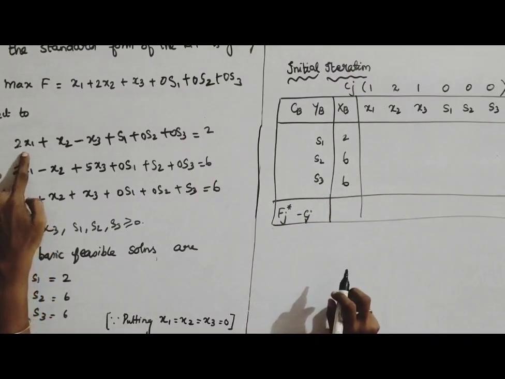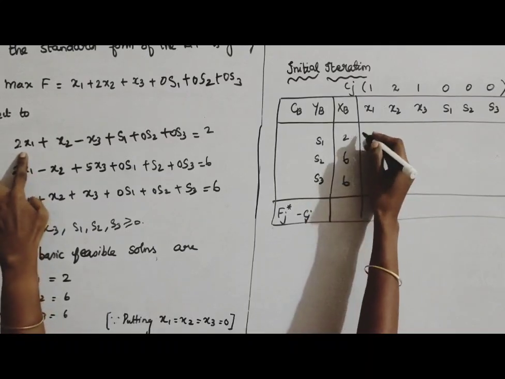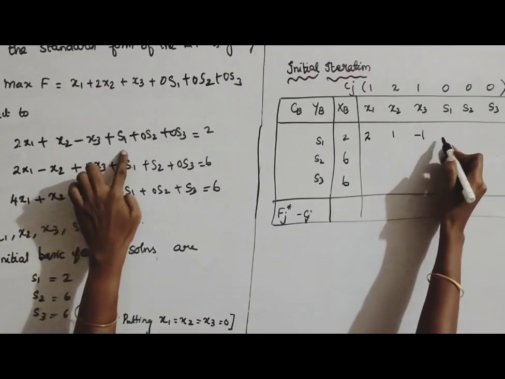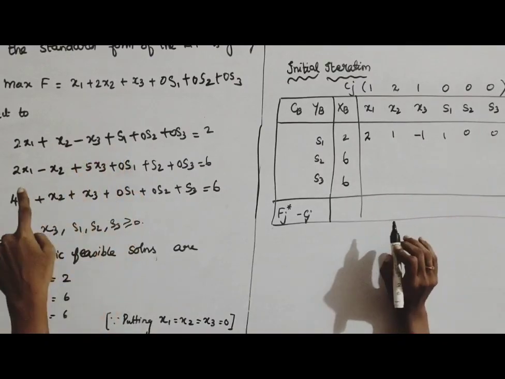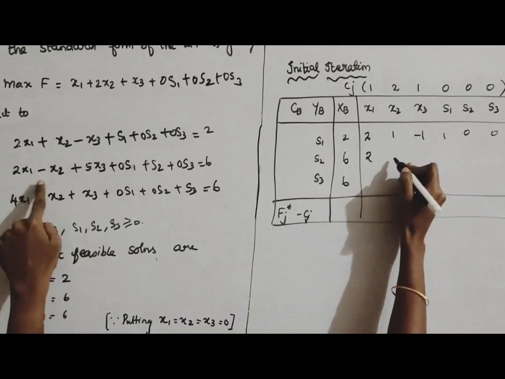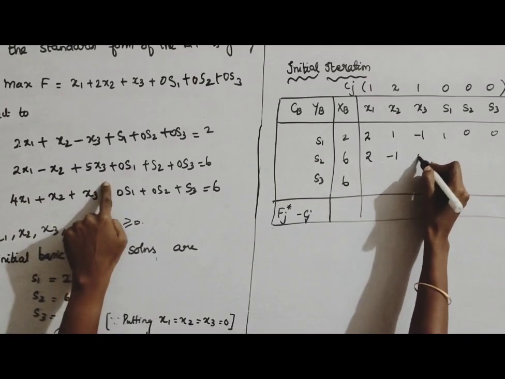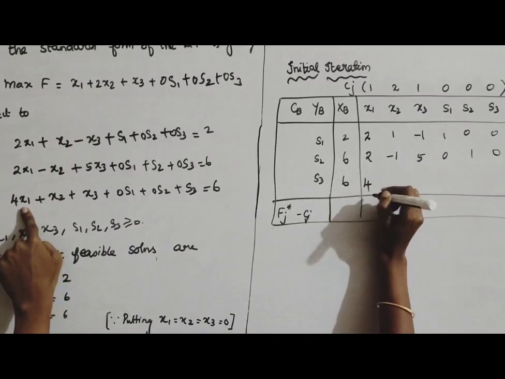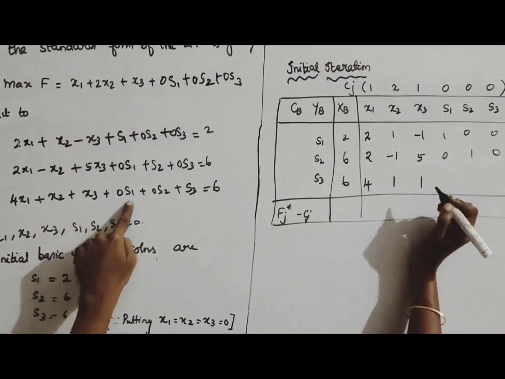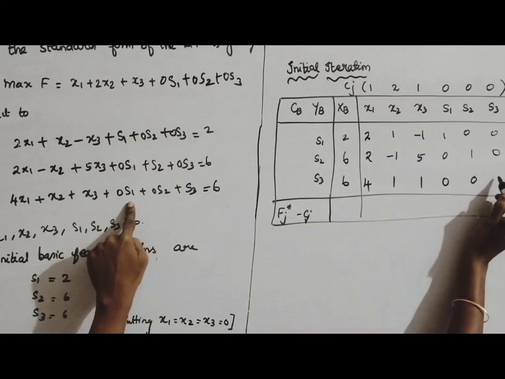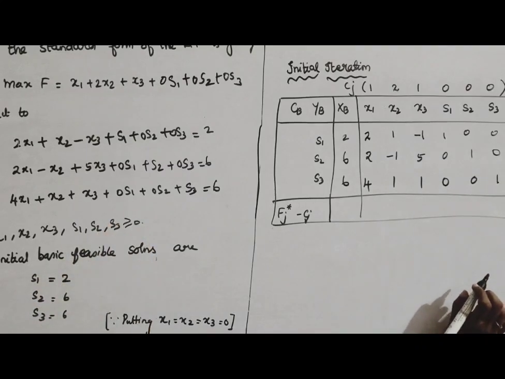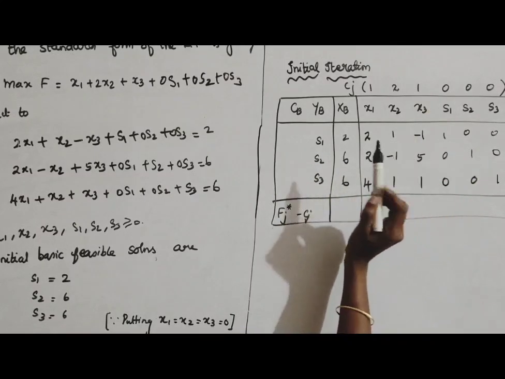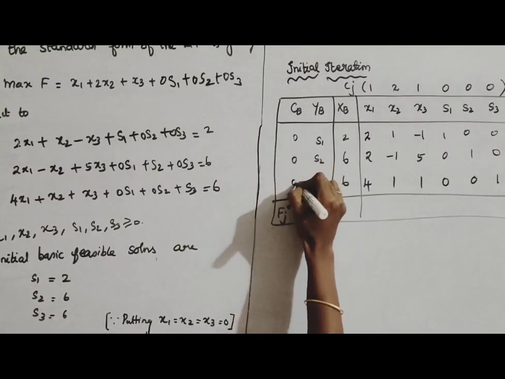Okay. Now you have to write the first constraint. What are the coefficients? 2, 1, minus 1, 1, 0, 0. And for the second constraint, 2, minus 1, 5, 0, 1, 0. And for the third constraint, it is 4, 1, 1, 0, 0 and 1. Now, you have to write the cost for the variables s1, s2, s3 from the objective function. What are they? They are 0, 0 and 0.